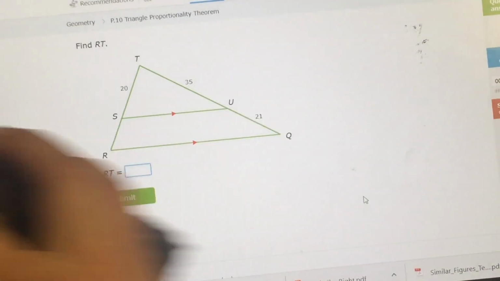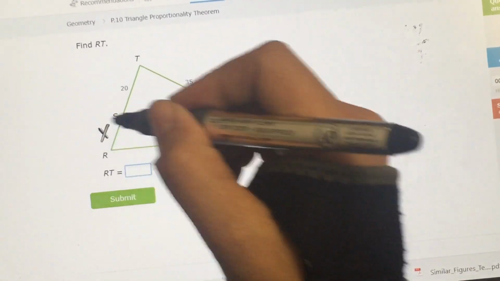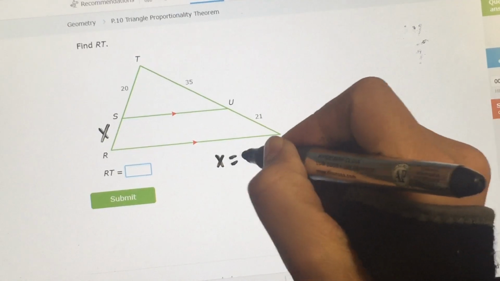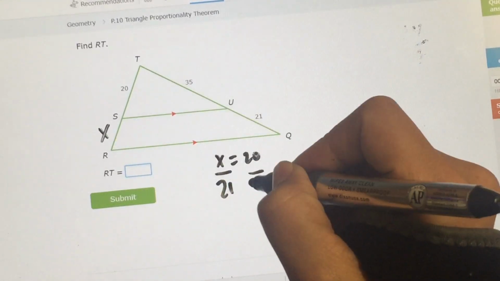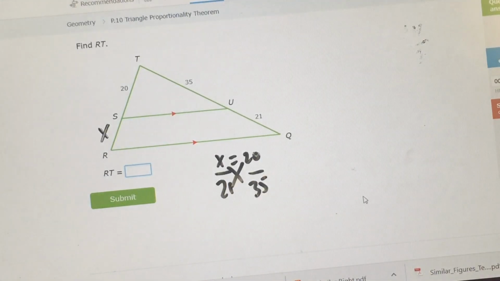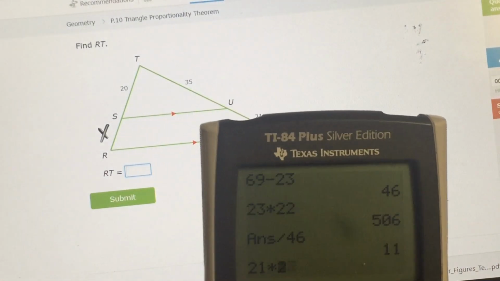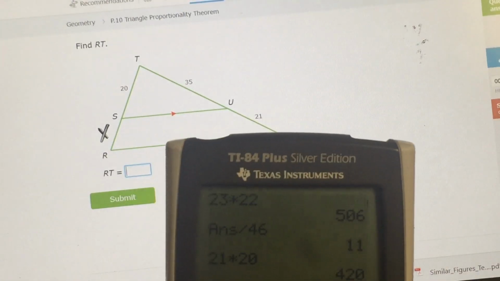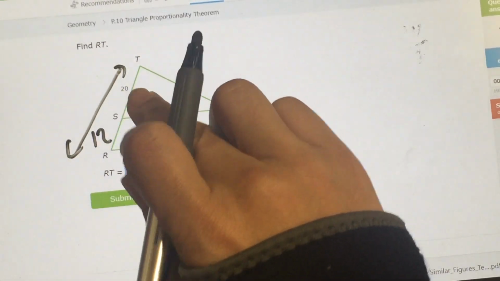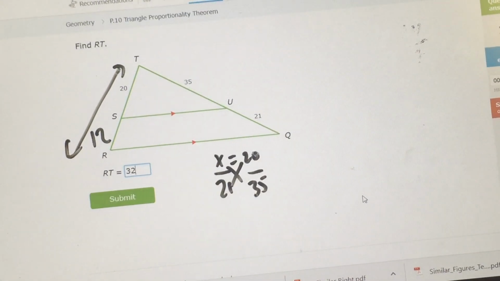Fantastic. All right, so again, they're parallel, so I can go ahead and set it up. x with 20. And so x is out of the bottom, 21 with 35. Cross multiply and divide. So 21 times 20 divided by 35 is 12. So x is 12. And what was the question? RT. RT, so the whole thing. So I have 12 plus I have 20. So that's going to be 32.